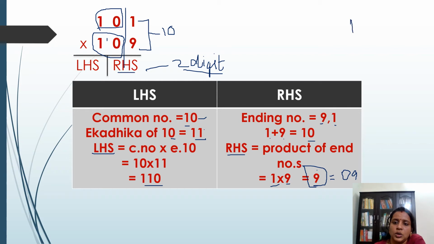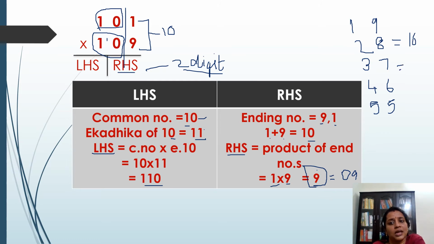First 1 and 9, 2 and 8, 3 and 7, 4 and 6, 5 and 5. These numbers on totaling will give the total 10. But now if we multiply these numbers, see here, 2 8s are 16, 3 7s are 21, 4 6s are 24, and 5 5s are 25.